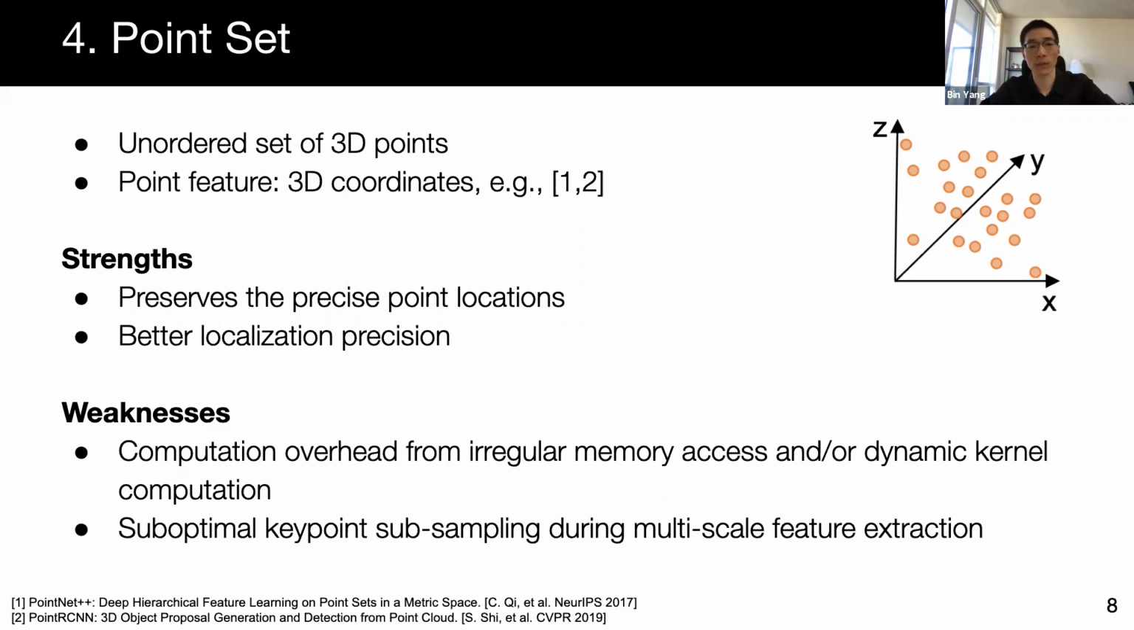The drawback of this representation mainly lies in its point-wise feature learning. In particular, this representation creates significant computation overhead for irregular memory access and dynamic kernel computation. What's more, multi-scale features are often desired for object detection, and this is realized by key point subsampling for point-wise feature learning. However, different key point subsampling strategies can affect the final performance a lot, due in part to the dramatically varying point density of LiDAR data.